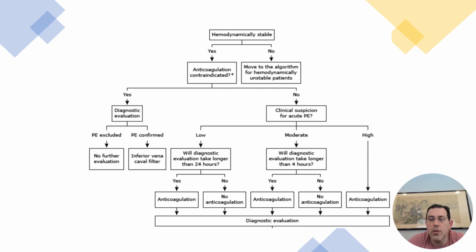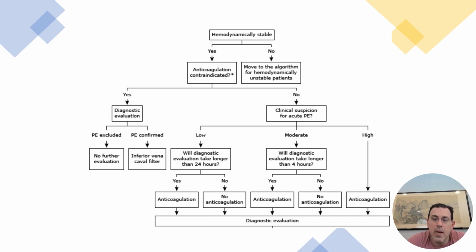So here I'm going to present to you two algorithms, one in a hemodynamically stable patient population, the other in an unstable hemodynamic patient population, and give you what the decision tree would look like here. And so here we have a hemodynamically stable patient, and then we ask ourselves the question, is anticoagulation contraindicated? And the answer happens to be yes. And so we then continue with our diagnostic workup, and if PE is excluded, well, then we look for other causes for what's going on in the patient. However, if PE is confirmed, and anticoagulation again is contraindicated, then we would place an inferior vena cava filter.